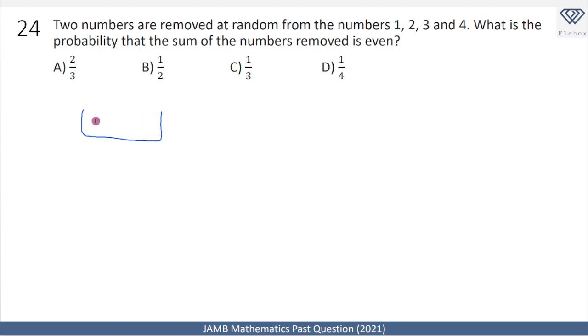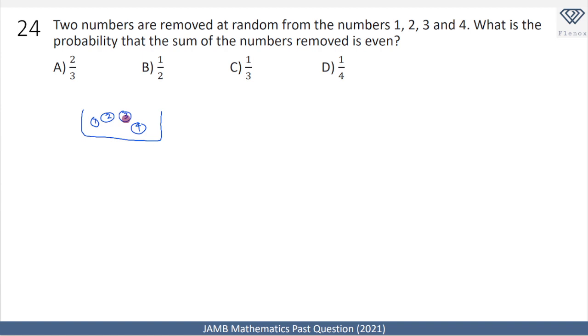Then you have 4 numbers in there. You have the number 1, the number 2, the number 3, and the number 4. Now your task is to take 2 numbers out of this container, and you're going to take them randomly. The question asks, what is the probability that the sum of the numbers removed is even? That means when you take out the 2 numbers and add them, what is the probability that the sum is even?